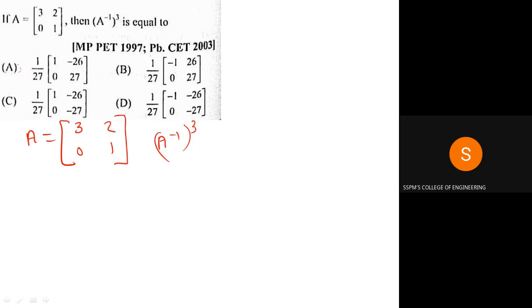First, what we will do? We will find first A inverse. How to find A inverse? A inverse is equal to 1 upon determinant of A into adjoint of A. Okay. So we will find first A inverse.